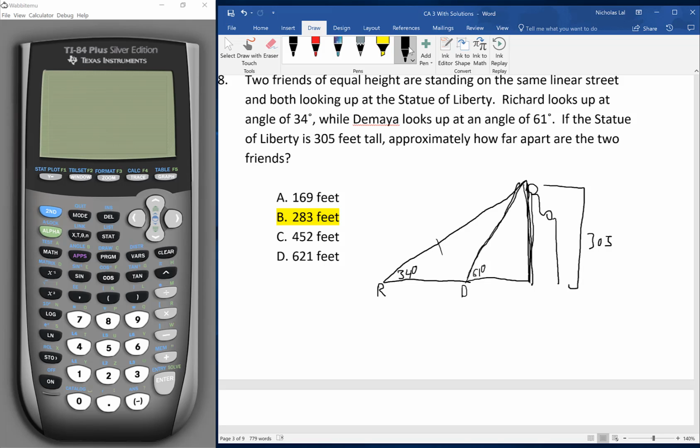And we need to find the distance between these two people. So let's find the distance of these right triangles. Well, for this distance, I can use right triangle trigonometry, knowing that 305 is going to be the opposite side. And this is the adjacent side for both of these triangles. For this height too, you're looking at the adjacent side.